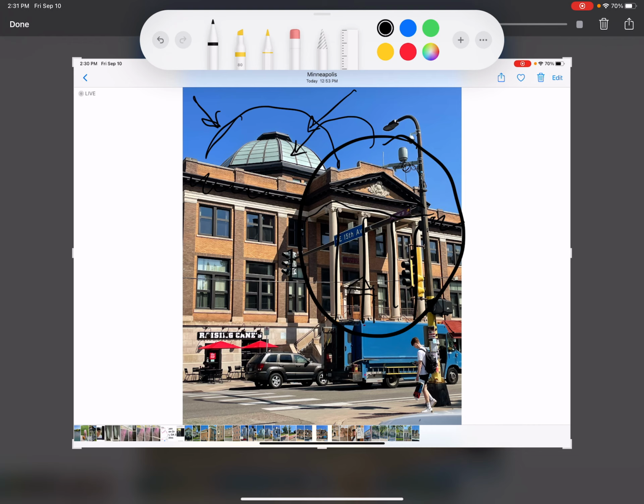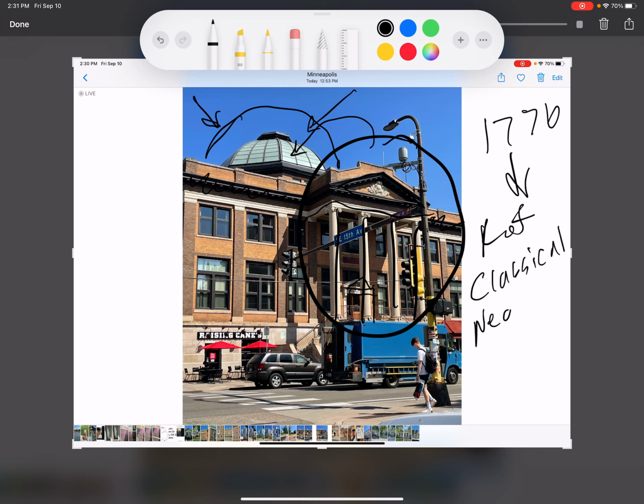So one of the things that you can ask yourself is, when was it built? Because if it was built after 1776, you know they're referencing the classical world. It's not the classical world. It's referencing it, and thus you can guess, or you can surmise, that it's neoclassical.